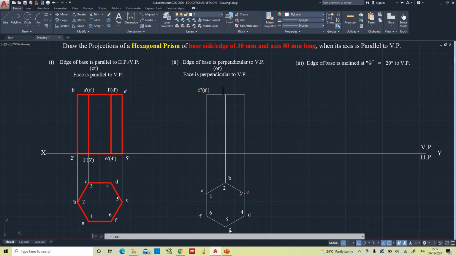And coming to here, E is clearly visible, B is invisible. E dash of B dash. And coming to here, D is visible, C is invisible. So D dash of C dash. Bottom base similarly, 6 is visible, 1 is invisible. 6 dash of 1 dash. 5 dash of 2 dash. Here 4 dash of 3 dash.